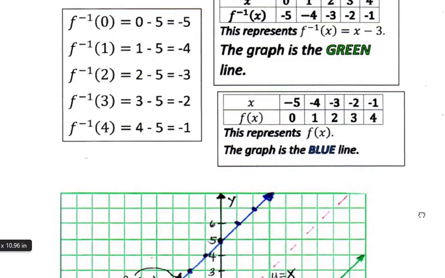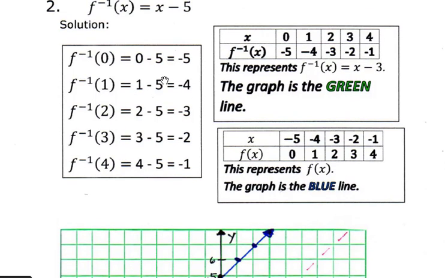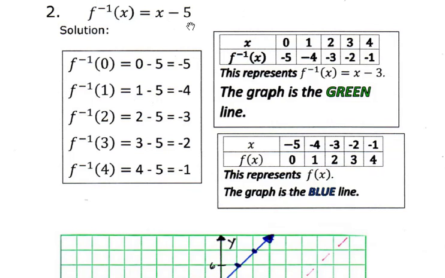So let's try to go over this. f inverse of x equals x minus 5. So I assign values for x as 0, 1 to 4. As you can see here, then substitute it to the inverse function. So this is negative 5, 0 minus 5, this is 1 minus 5, and so on. So these are the values. And the graph is the green line. Okay, we have to go over the graph later.